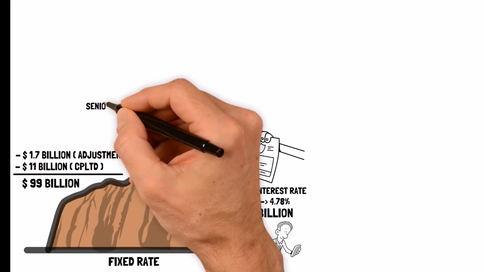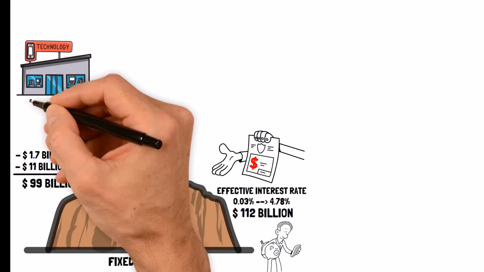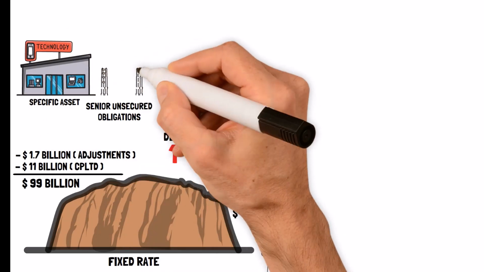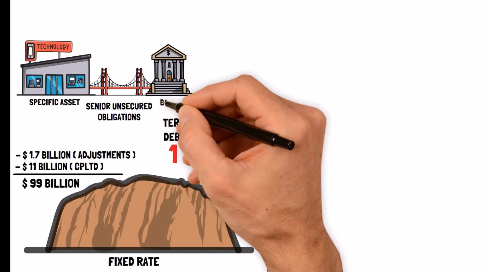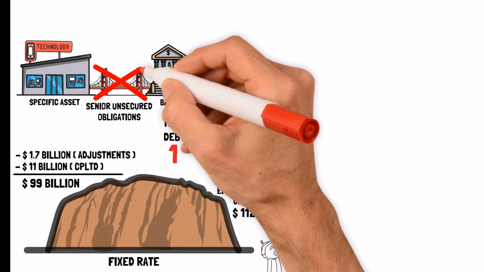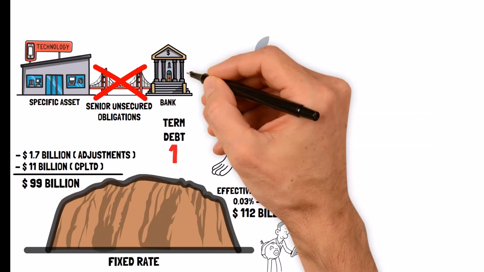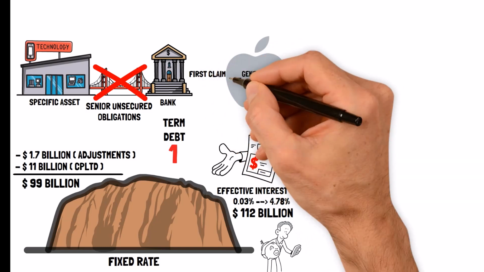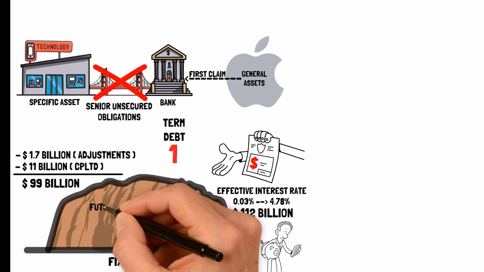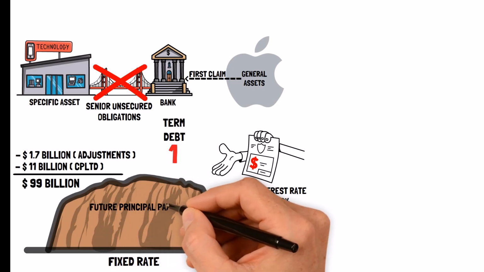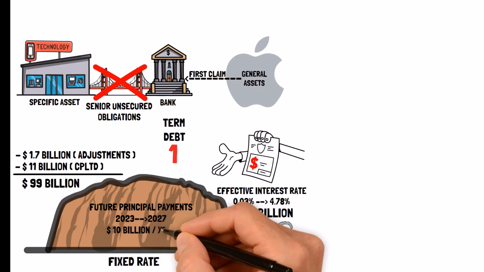All notes are senior unsecured obligations. A secured debt is backed up by a specific asset or collateral, with a security agreement between the lender and the creditor. The senior unsecured obligations are not. However, the company's general assets are due to the first claim by the creditor in the event of a bankruptcy. Apple has future principal payments spanning between 2023 and 2027 of roughly $10 billion per year.